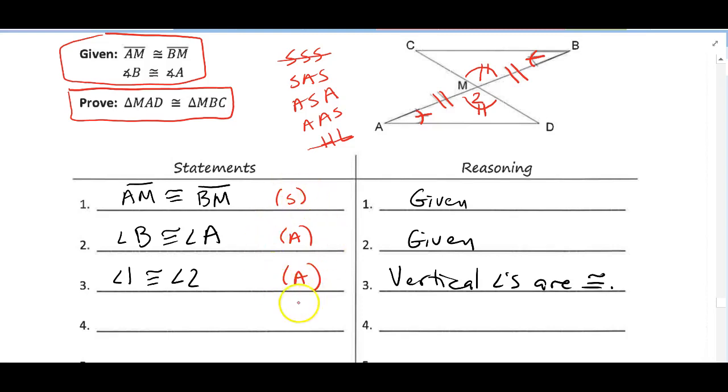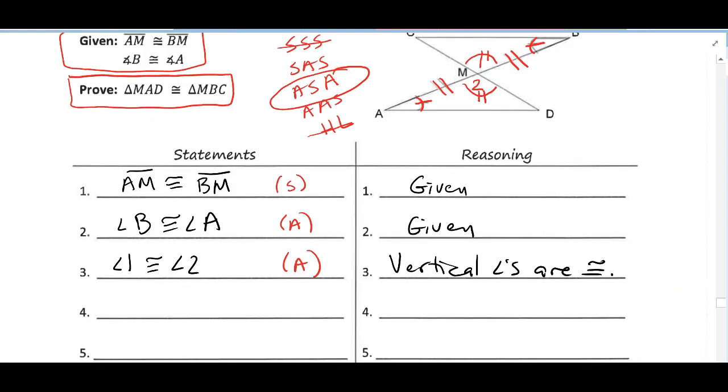So if we look in the proof in the order that we have it here, it looks like it might be angle, angle, side, but when we go and look at our picture, we can see that the side is in between the 2 angles, so really it's going to be angle, side, angle. All right, so we've got 5 lines here, but we already have our 3 pieces of information. So we can go ahead and state that our triangles are congruent. So we have triangle MAD is congruent to triangle MBC.